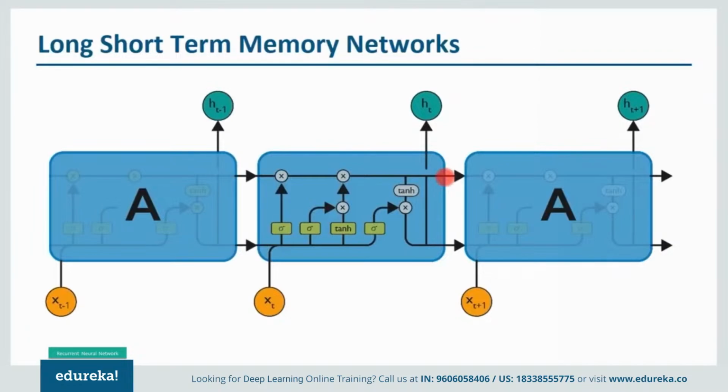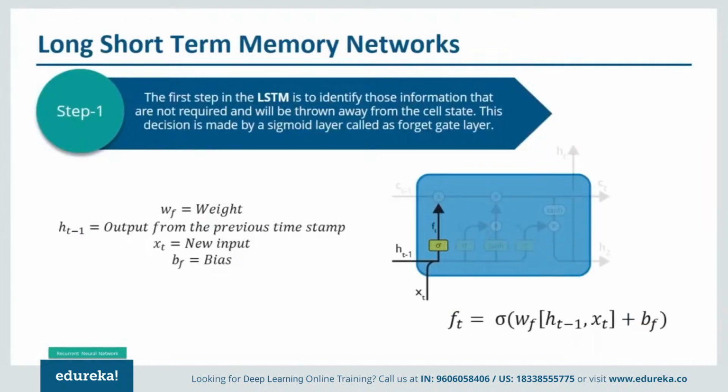It runs straight down the entire chain with only some minor linear interactions. Now what I'll do, I'll give you a walkthrough of LSTM step by step, alright? So we'll start with the first step. Alright guys, so the first step in our LSTM is to decide what information we are going to throw away from the cell state. And you know what a cell state is, right? I've discussed it in the previous slide.